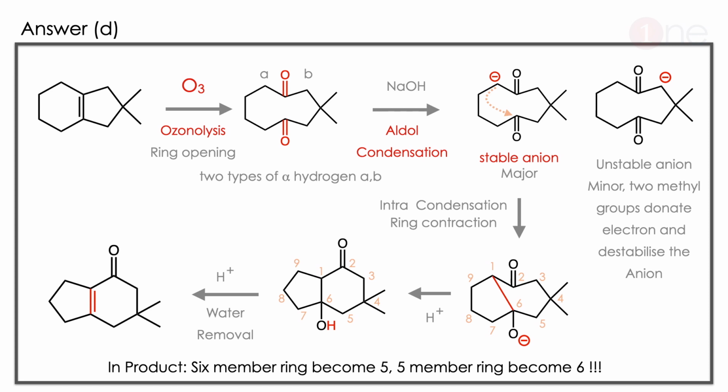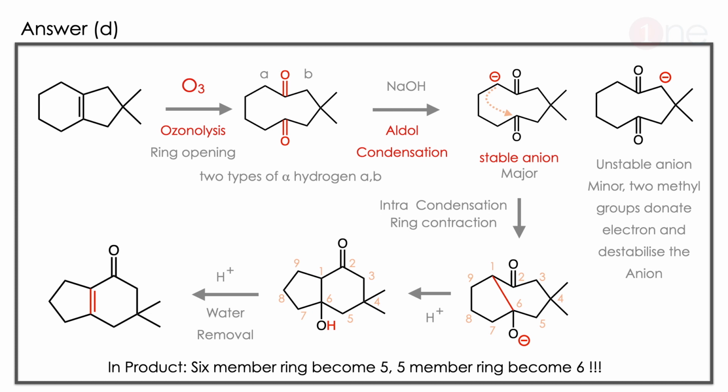Then we are using the base. Here 2 types of alpha hydrogens are there, A and B, which can undergo the aldol condensation. But the A carbanion is more stable because it's the secondary one. If you take from B, an unstable anion will form because the methyl is an electron donating group and the anion will be unstable. So the stable anion only occurs at A.